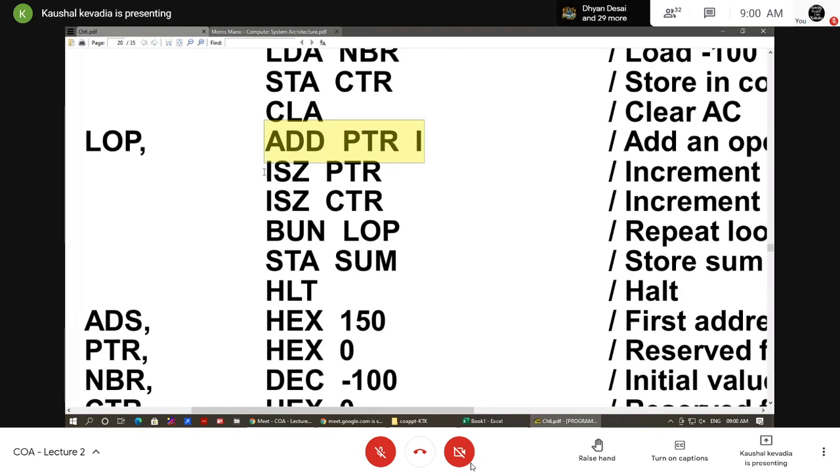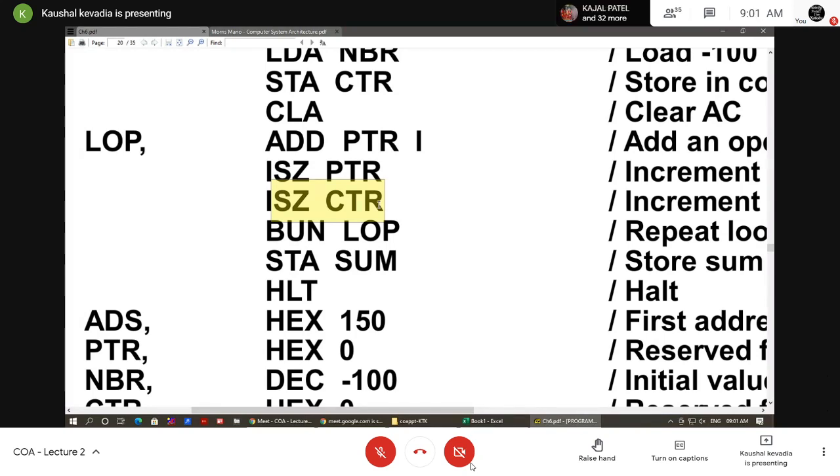Okay, then after ISZ PTR, I want to check the value of PTR. If it is 0, I want to skip the next instruction. Then ISZ CTR, I want to increment the counter value by 1. By this I fetch my next location, or I can say my PTR value now points to the next variable, the second variable. So after this my value of PTR is 151, and the CTR value is minus 99. This way we are reaching nearer to 0.